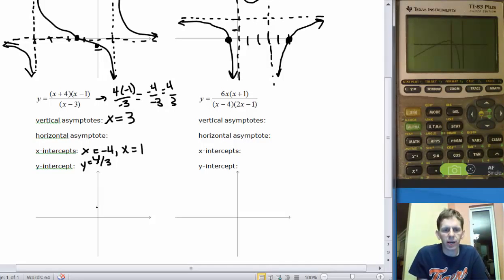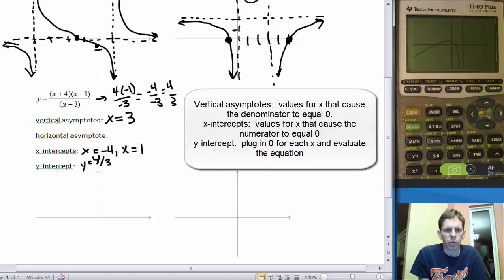So again, to find our vertical asymptotes, what we do is we look for values that would cause our denominator to equal 0. There's one vertical asymptote in this problem. It's x equals 3. So we're going to go 3 tick marks over and do our vertical line right here. On older calculators, you'll see a vertical line here. On newer calculators, you won't see anything here.